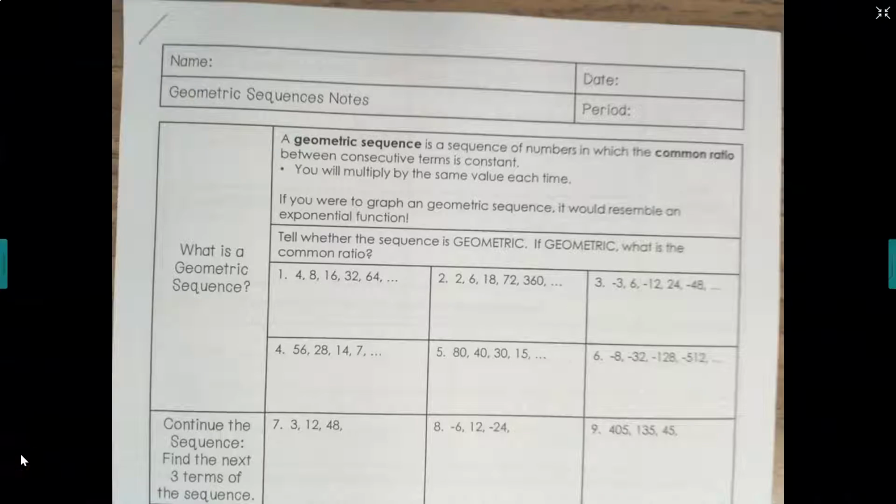Welcome to this video on geometric sequences. By the end of this video, you should be able to write a geometric sequence in the explicit form. All right, let's take a look at our notes.